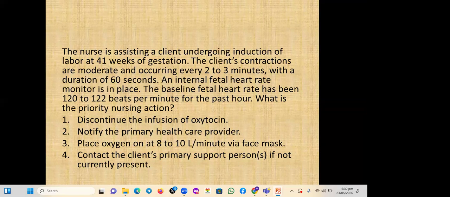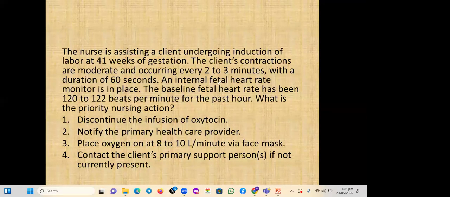Notify the healthcare provider. You inform the healthcare provider. Okay, why would you inform the healthcare provider instead of stopping oxytocin? I will inform the healthcare provider because the duration is 60 and the heart rate is 120 to 122 for past hours. That means it's not moving, it's just at the place. So that's informing the healthcare provider.